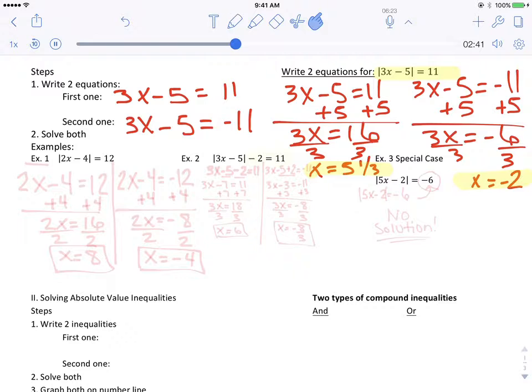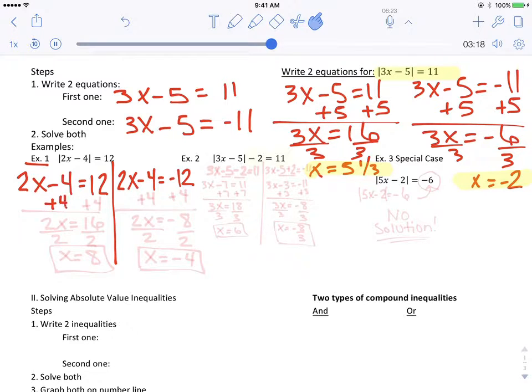Now we will try a few more examples. Example 1. So step 1 is to write two equations. 2x minus 4 equals 12. So we just wrote the equation exactly how it was in the original problem. With the second part, we will write the equation again, only anything that's outside of the absolute value will become the opposite sign. So 2x minus 4 equals negative 12.